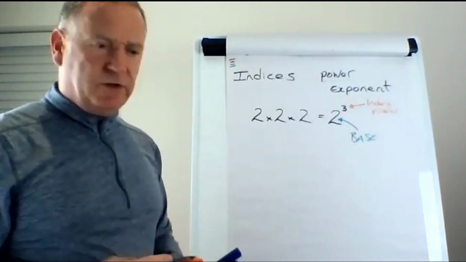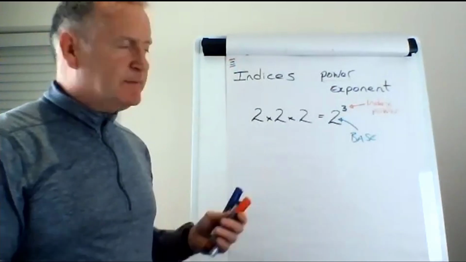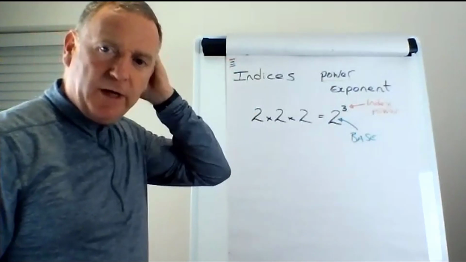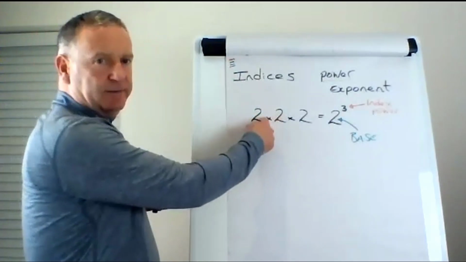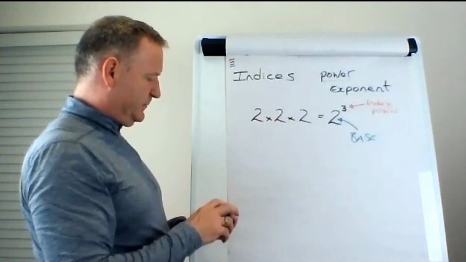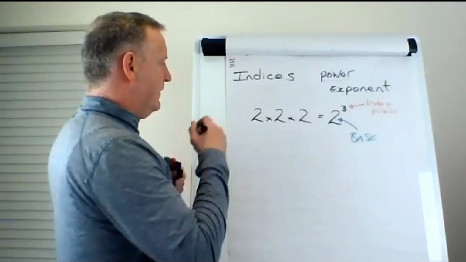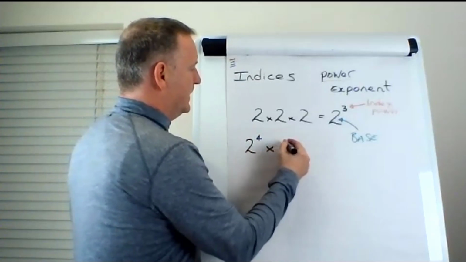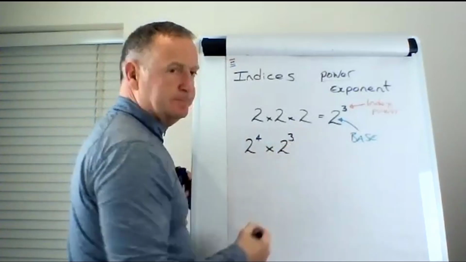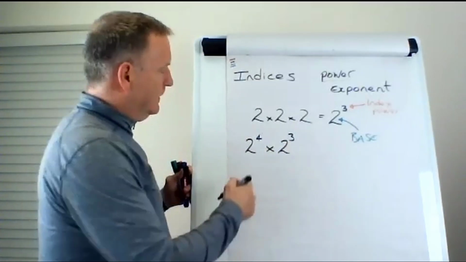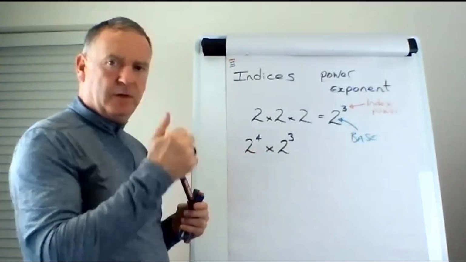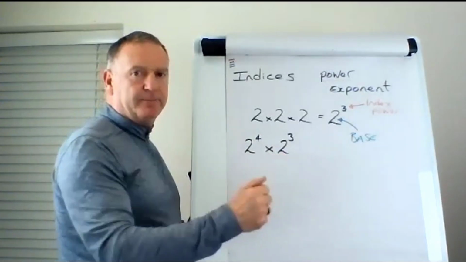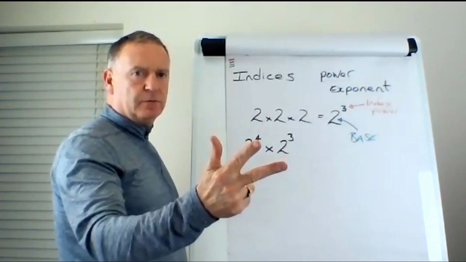Look, I'll show you some things to do with this, and then you can tell me how I could write it down in a more straightforward way. You ready? Okay. So if I had 2 to the power of 4 times 2 to the power of 3, you see that this one will be 2, 2, 2, 2, and this one will be 2, 2, 2.